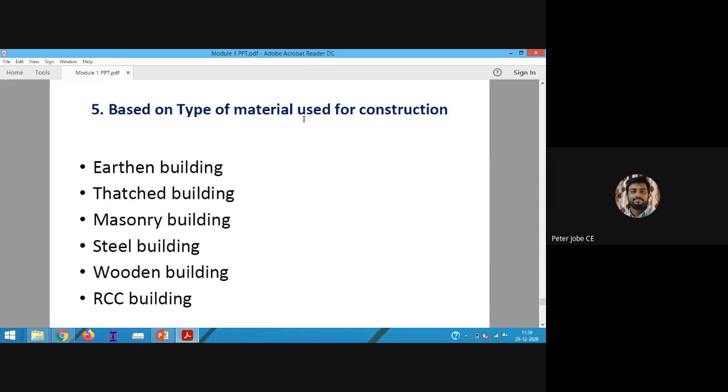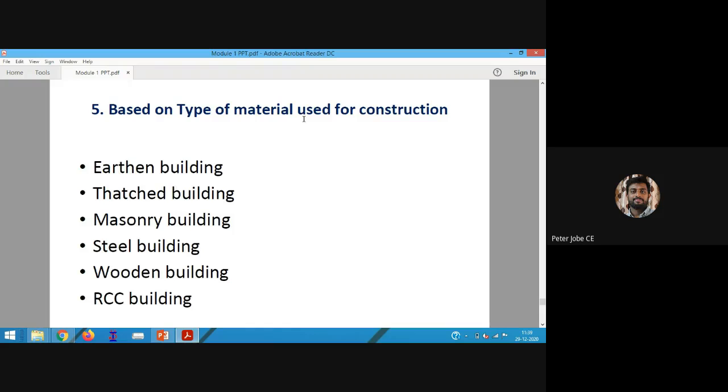Next is the masonry building. Masonry building is very common, and nowadays we are still using masonry buildings. That means the wall of the building is constructed using masonry, and the roof might be an RCC roof, a concrete slab, or a tiled roof. So still the walls will be of masonry.